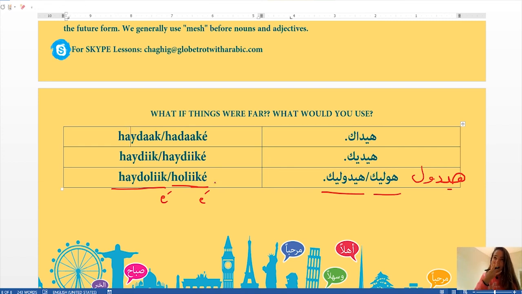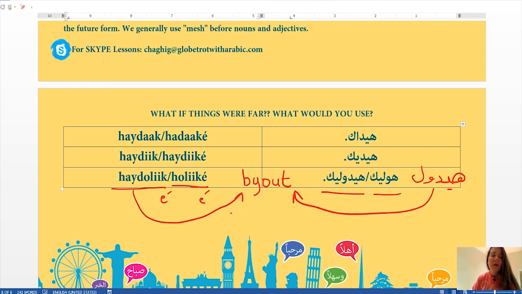So for example, if the houses are far, I can say haydolik. The plural of beit is beaut. So I can say haydolik beaut. Those are houses. When I say haydol beaut, these are houses. Haydolik beaut, those are houses. Or holik or holike beaut, those are houses. I think that's it for today.